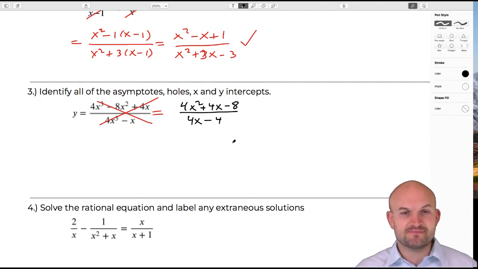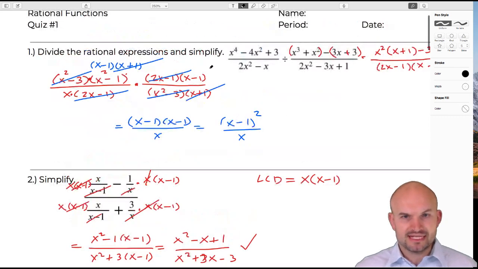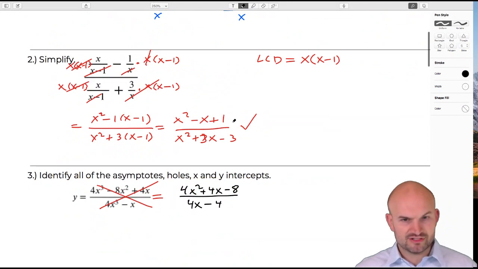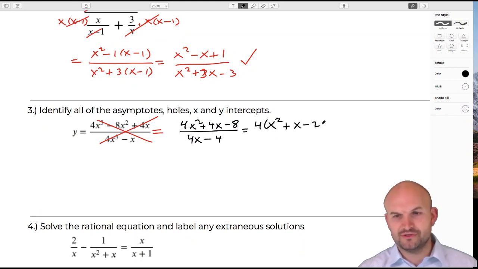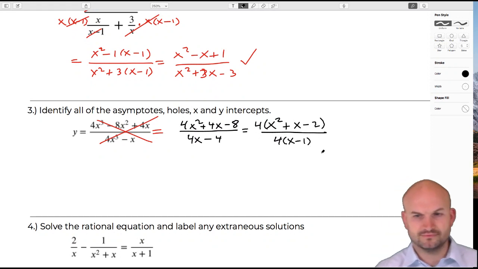So anyways, I changed this problem just because I didn't really like it. So on the quiz, I believe this was it. And one of the main things I told students was just like we did in the first problem, simplify the expression. So in this case, I'm going to factor out a 4. By factoring out the 4, I get x squared plus x minus 2 all over 4 times x minus 1.